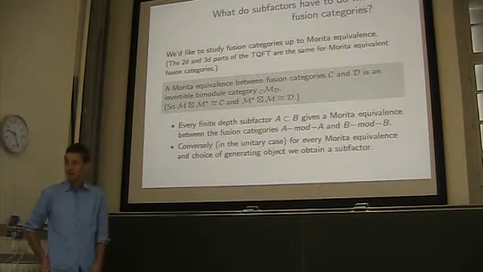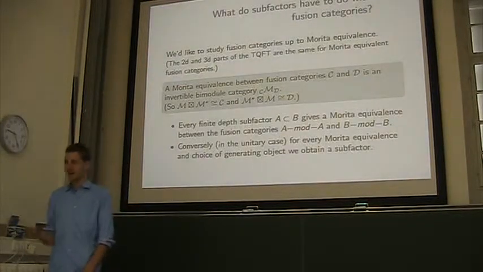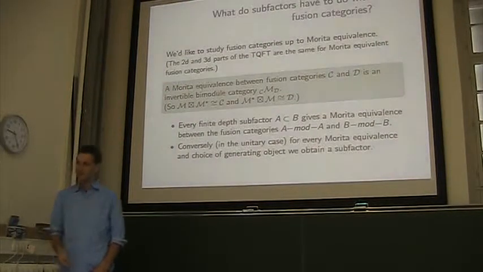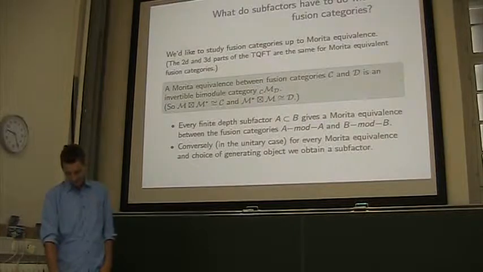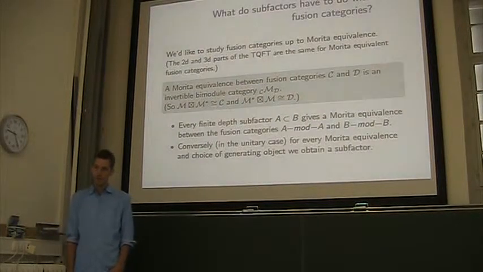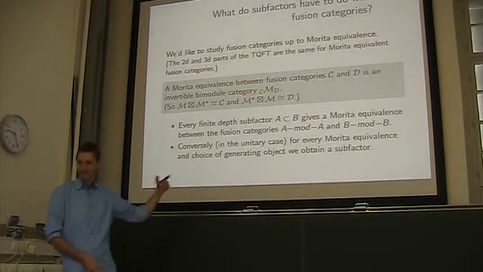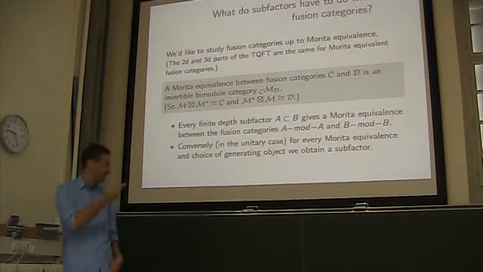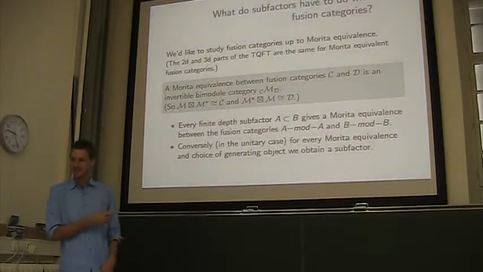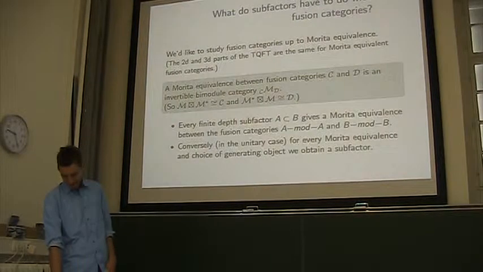Can I take the identity Morita equivalence? You can take the identity Morita equivalence, and this is often a nice thing to do. Given a single fusion category, you get a subfactor in this way. Yeah, we'll do that later in the talk. Sorry, are all fusion categories of the type B-mod-B for a subfactor? Yeah. I mean, in particular, that's a consequence of the fact that we can take the identity Morita equivalence.